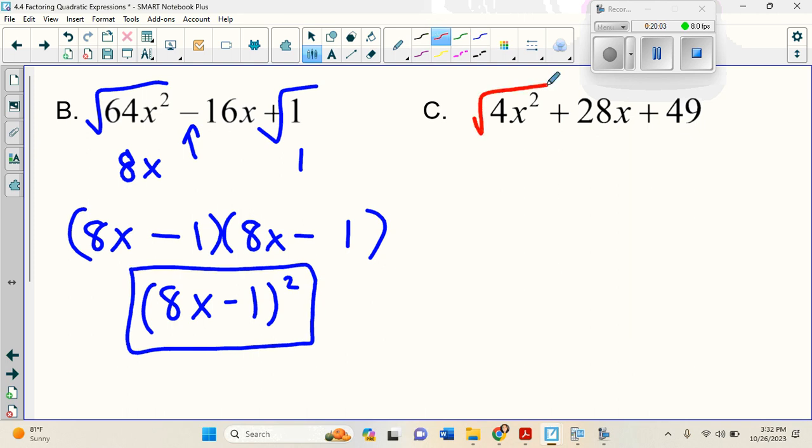Okay, I'm going to take the square root of the first number, take the square root of the second number. I get 2x and 7. Since they're both plus, or sorry, this is plus, I'm sorry. Then it's just going to be 2x plus 7 quantity squared.